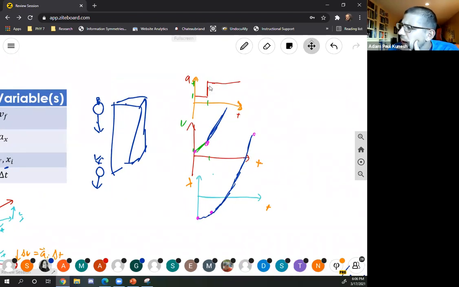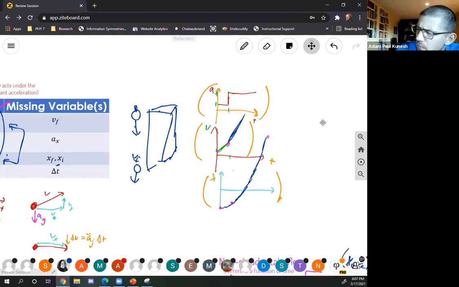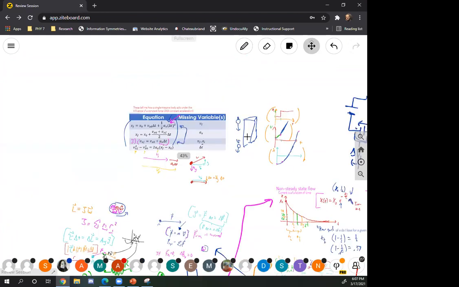This is for the special case of constant acceleration. For the constant acceleration graphs, velocity forms straight lines and positions form parabolas. I can determine the endpoints for each interval using my kinematic equations.